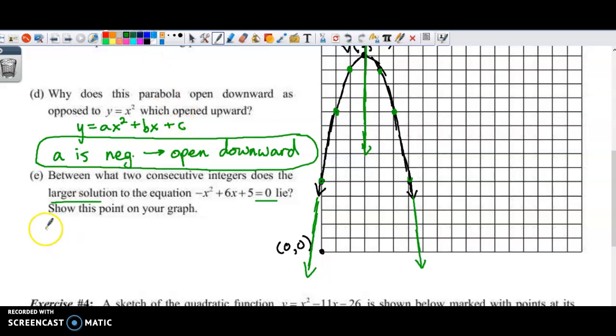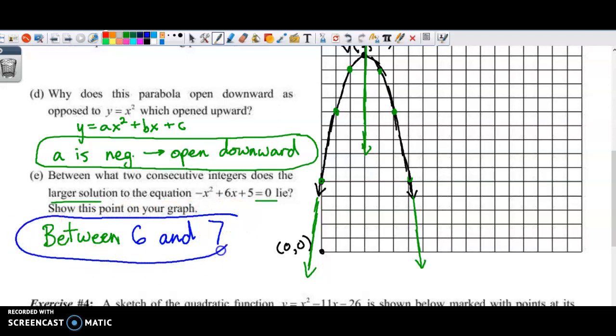So between, I thought I changed colors, but apparently not, 6 and 7. And showing that point on the graph was supposed to be about right here. 1, 2, 3, 4, 5. Right here is 6, and right here is 7.